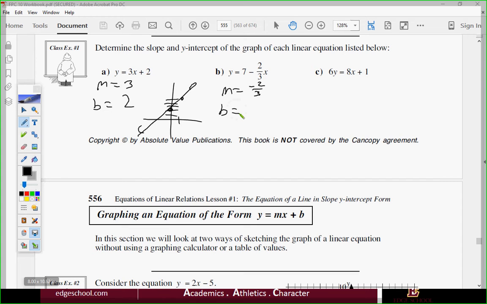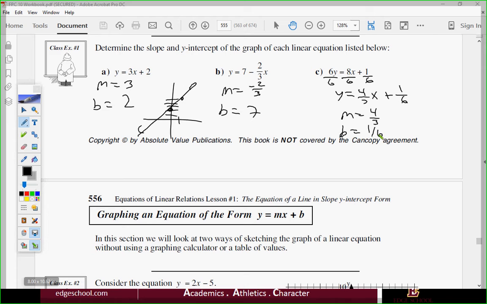Okay, what's B going to be, Logan? Good. Ollie, for this one, what do you have to do to figure it out? Divide them all by 6. Good job. So y is 4 over 3x plus 1/6. So then we'll spin it off to Spencer now. Spencer, what's the slope after we do that work? Good. Perfect.